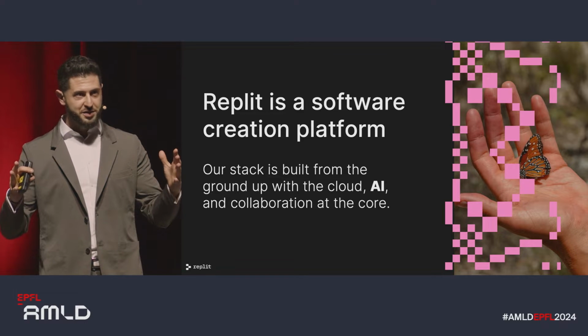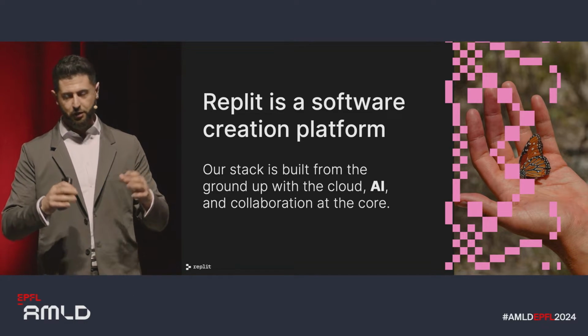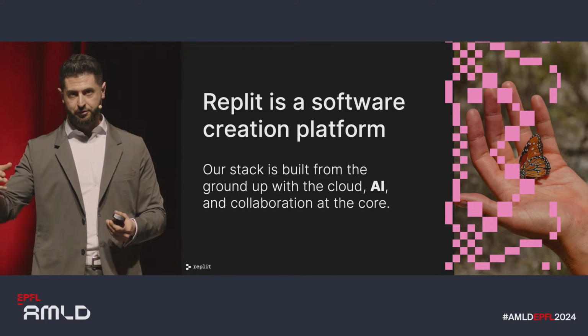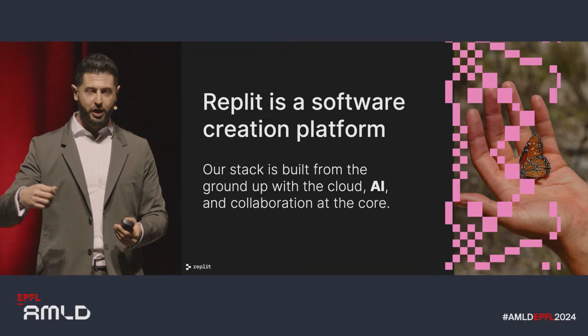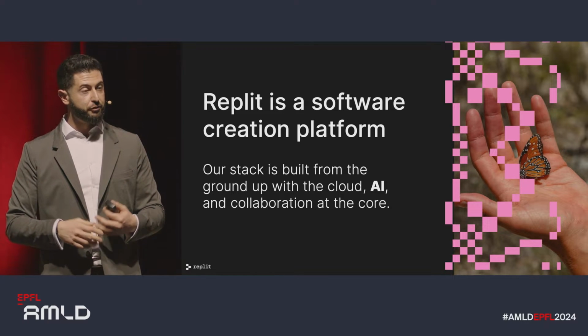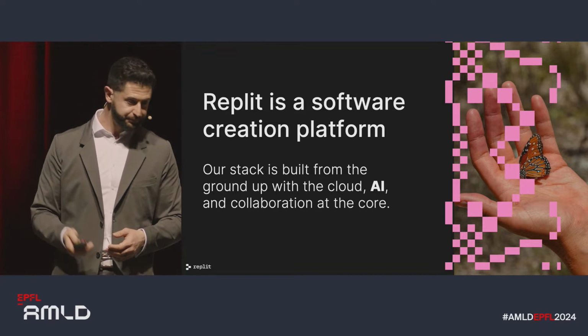So Replit is a website. You log in there, and you get everything that you need for the software development lifecycle. Then you have an AI companion and several AI features that help you to be more productive. And last but not least, we have collaboration as a first-class citizen so that you can work in parallel with your colleagues and with your friends.